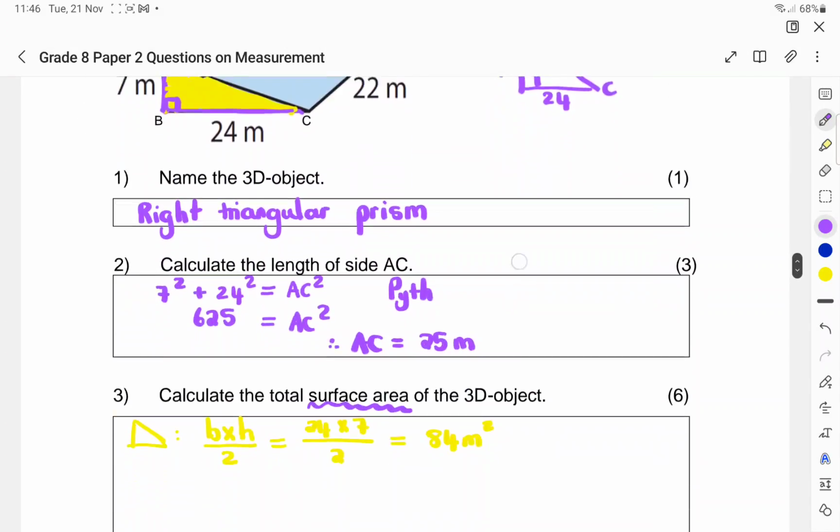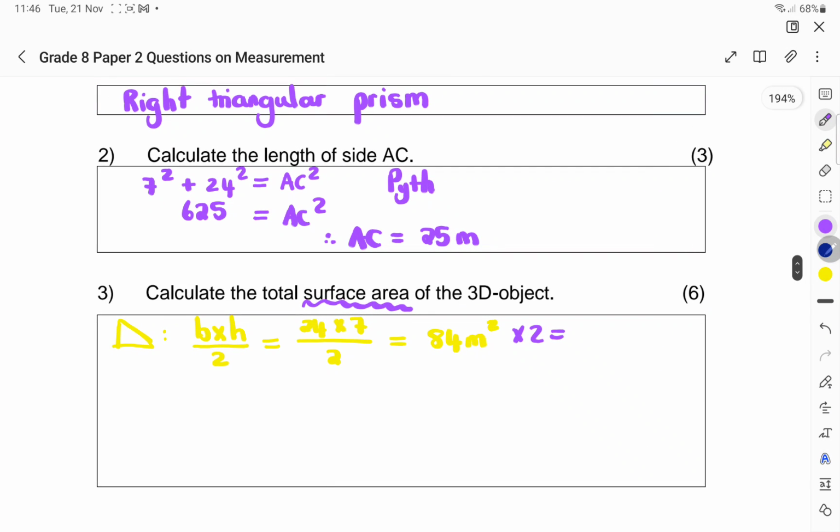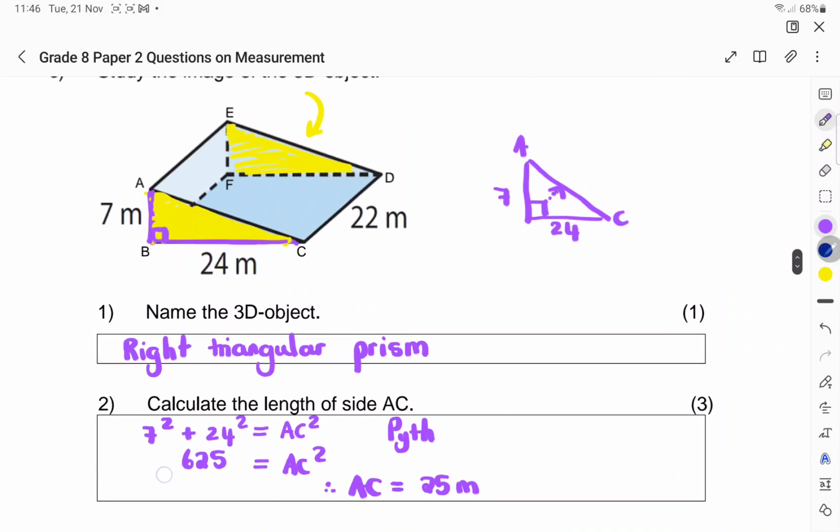But because there's 2 of them, I'm going to times it by 2, which gives you again 168 meters squared. So you could have this divide by 2 times by 2, or you could have just not done that and just got 168.